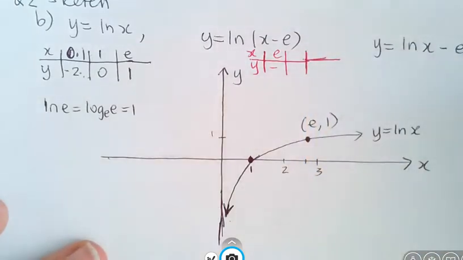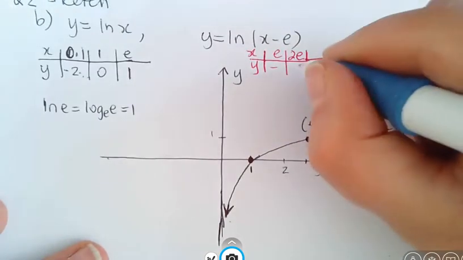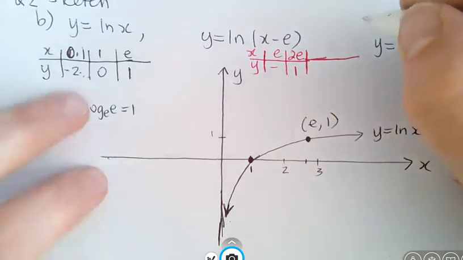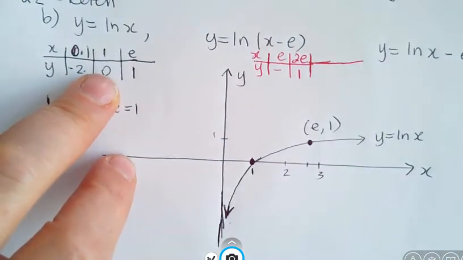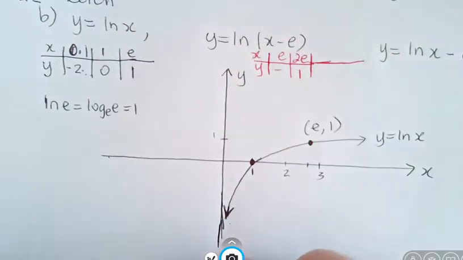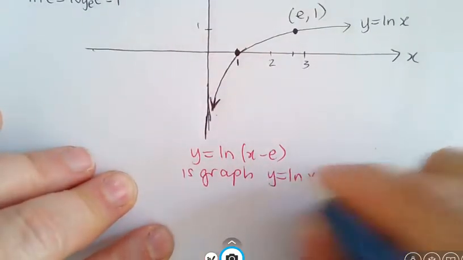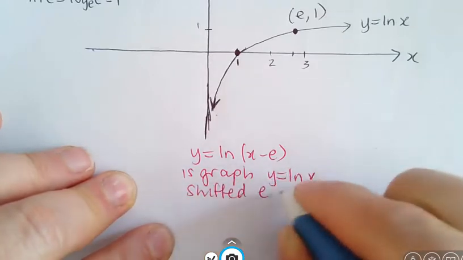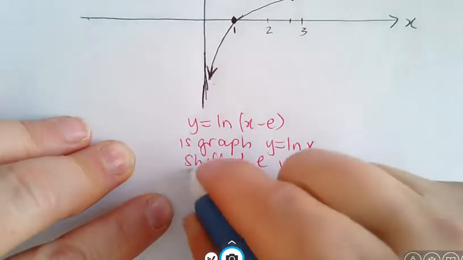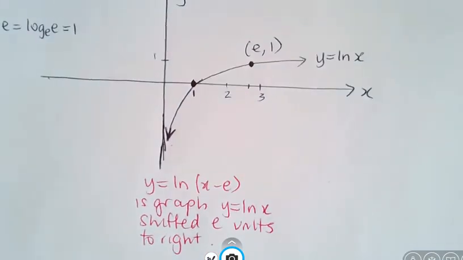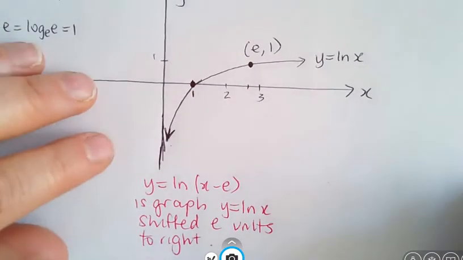2e is good, because that gives me 2e minus e is e, which is, what's ln e? 1. Isn't y equals ln x minus e the graph of y equals ln x shifted e units to the right? So all you do, look at your graph, and every point that you can see, move it e units to the right. I know this is a little bit painful.